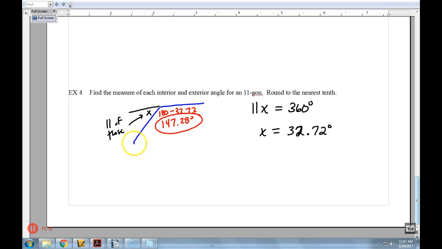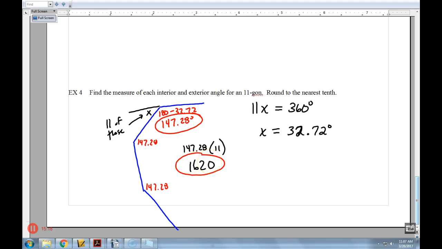So regardless of what this thing is, I'm not going to keep trying to draw an 11-gon, but I know they're all 147.28, 147.28, and the grand total in the center of this thing is going to be 147.28 times 11 angles. And you get about 1620. So that would be the sum.